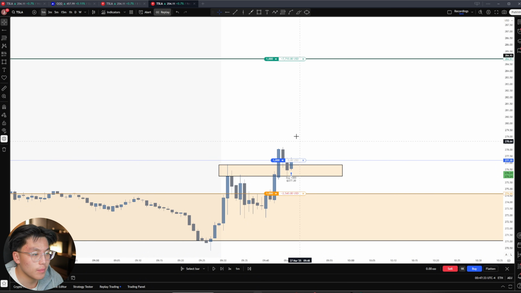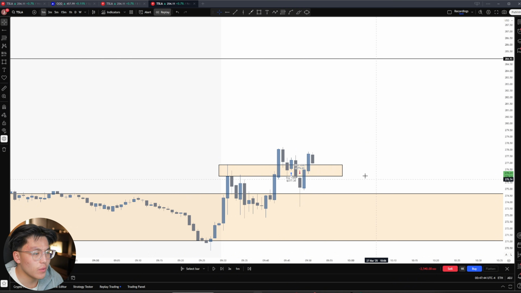Of course, as I mentioned, this is fixed. So we're going to be taking partials along the way, but our final target would be your previous day highs. Let's see how this trade would play out. And you can see right there, immediate stop out on Tesla. Price just came all the way back down.